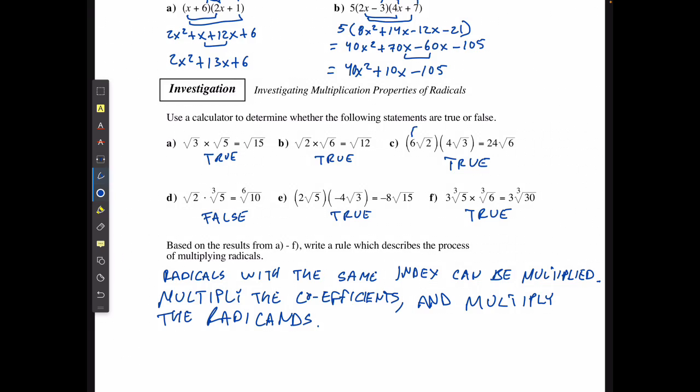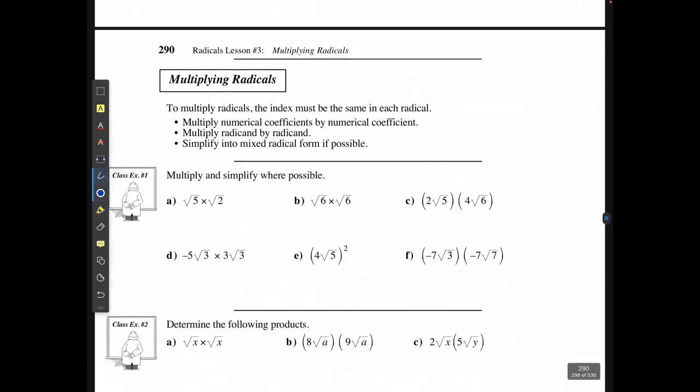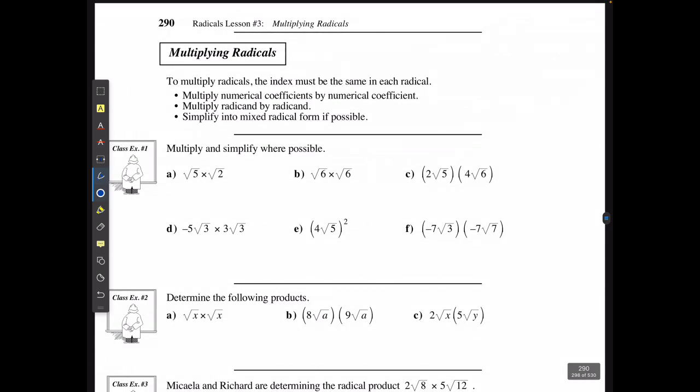If I multiply the 6 and the 4, that's where I get the 24. If I multiply the 2 and the 3, that's where I get the 6. If I multiply the 2 and negative 4, I get negative 8, and 5 and 3 give me 15. Or 3 just becomes 3, and the 5 and 6 become 30. So, we always multiply the numerical coefficients by numerical coefficients. We multiply the radicand by the radicand. And then, if possible, we're just going to simplify the radical.